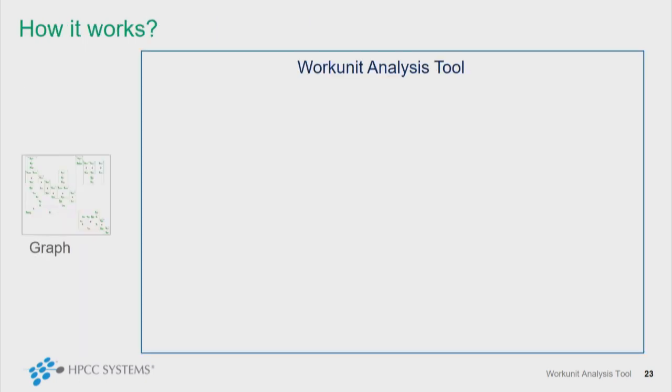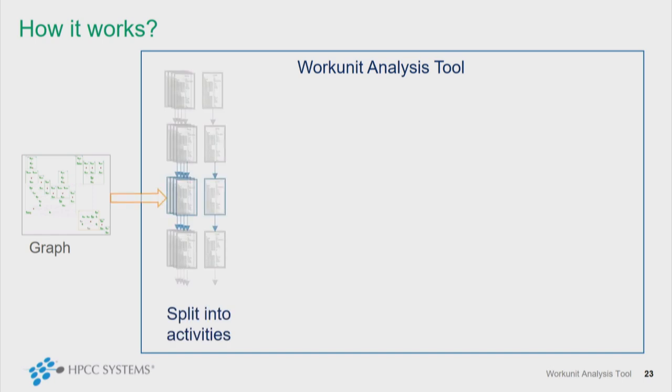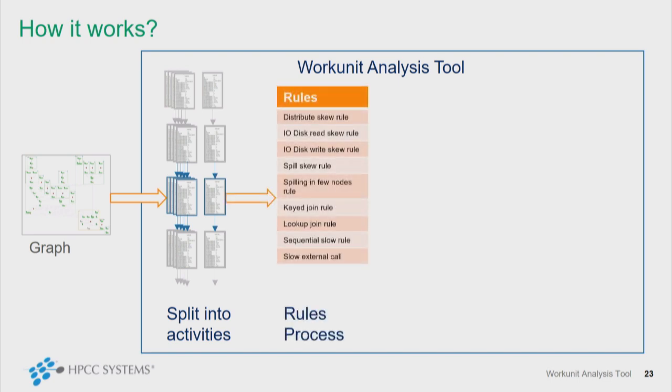So the way it works is the Workunit Analysis Tool will examine the graph and the metrics. It breaks up the entire graph into activities. The analysis tool itself can look at the activity itself, look at the edges coming into the activity, look at the edges going out, look at any activity upstream or downstream, whichever is useful. So those activities are fed into a rules engine, which examines various metrics. For example, the distribute skew, it'll look at the skews. And if it's beyond a certain threshold, it will look at what could be causing that and if it's significant.